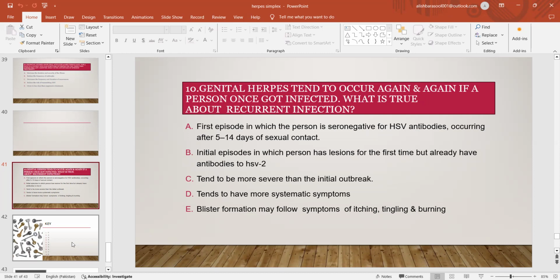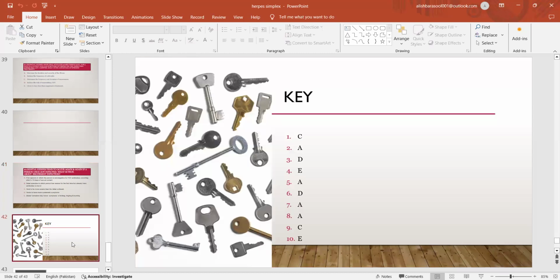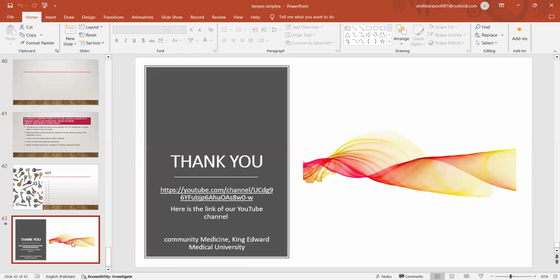Anyone? B. It's E. This is the key of the MCQs.